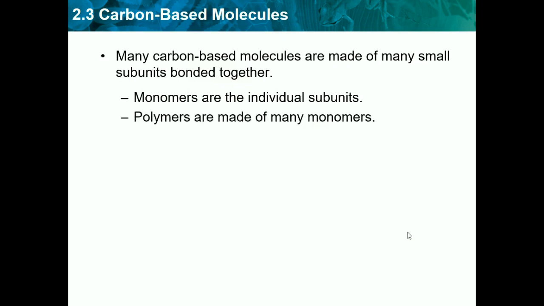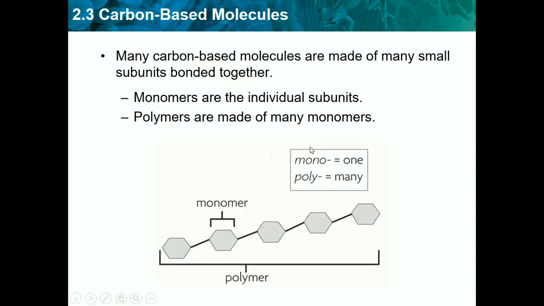And polymers are made of many monomers. Poly is many, and mono is one. So monomers are the smaller units, the individual subunits. In this picture, each little hexagon makes up the polymer, which is the whole chain, and we can see it's a straight chain. So we need to know this vocab. It's very important. Mono is one, so it makes up the bigger polymer.